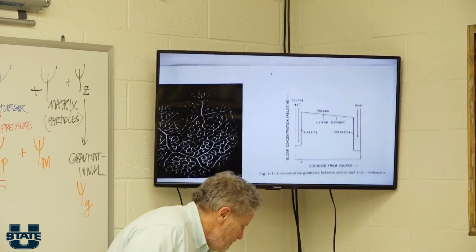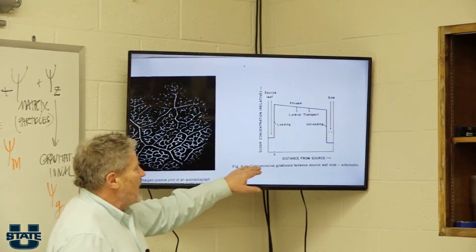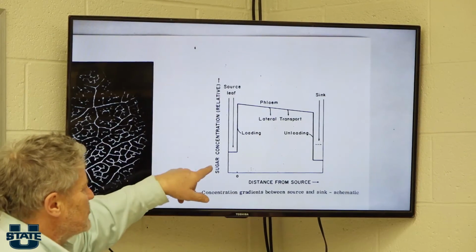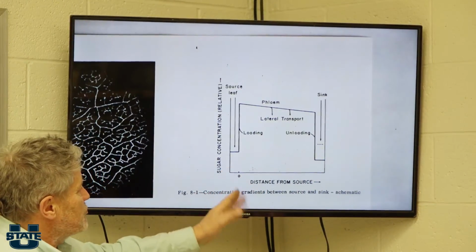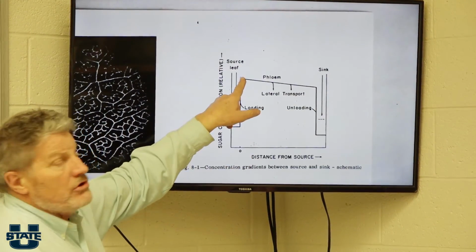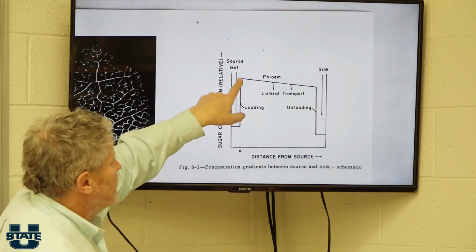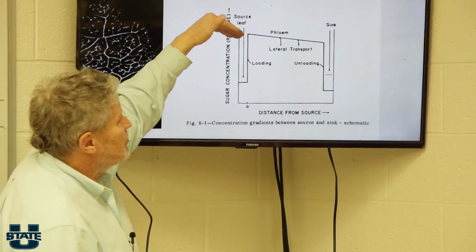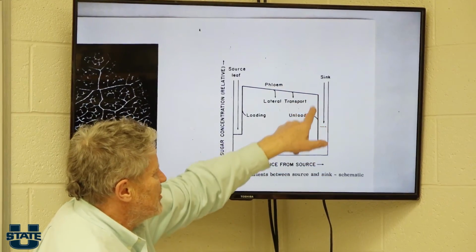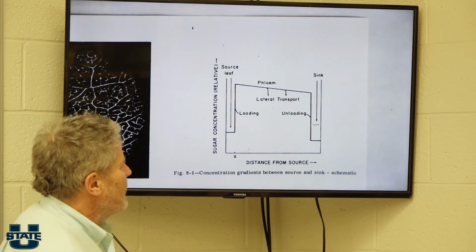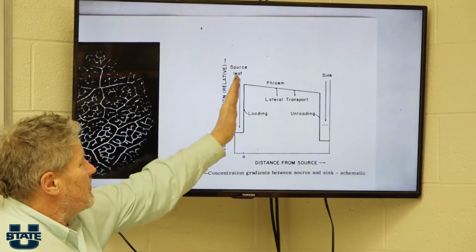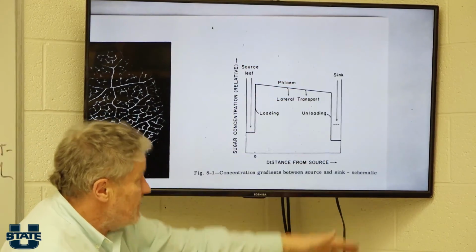This diagram is a simple diagram of the gradients, sugar concentration, distance from source. So right here is a leaf, and boom, it gets loaded into the phloem, so it's packed in, high concentration, and then it comes out of the phloem along the way, and finally it gets to the sink, and it goes back downhill. So this is a nice diagram of the energy involved. The concentration goes up and then back down.